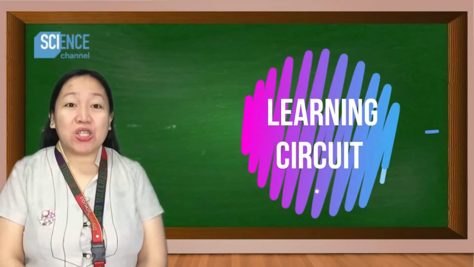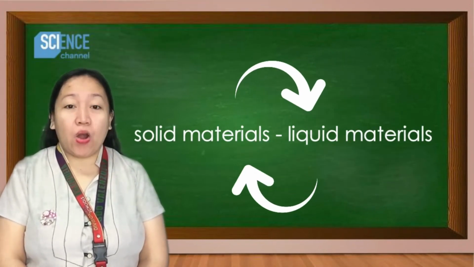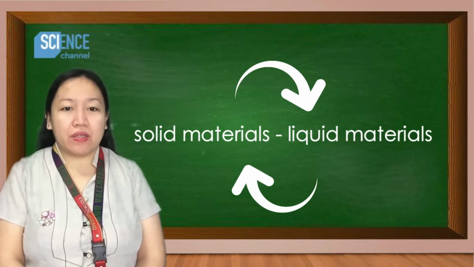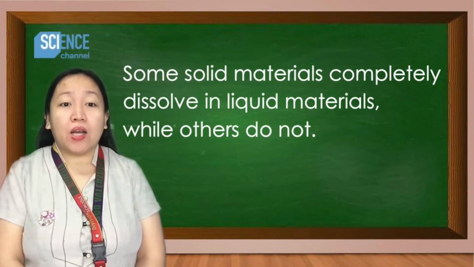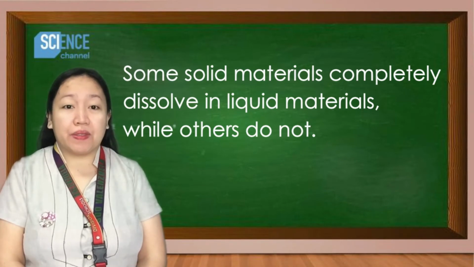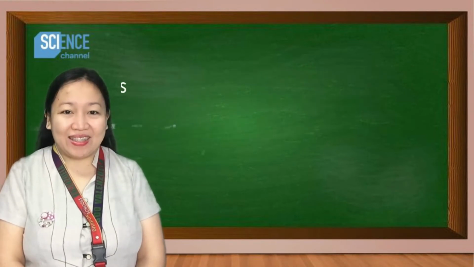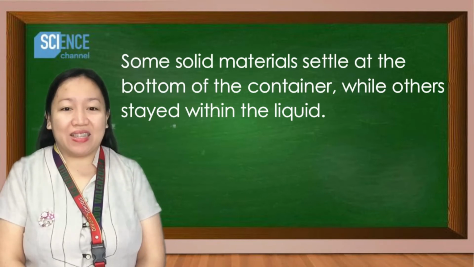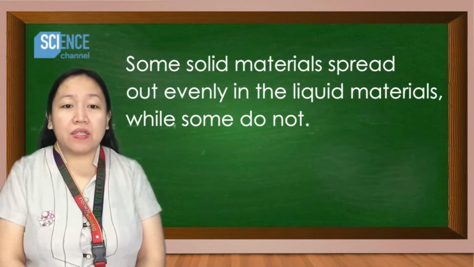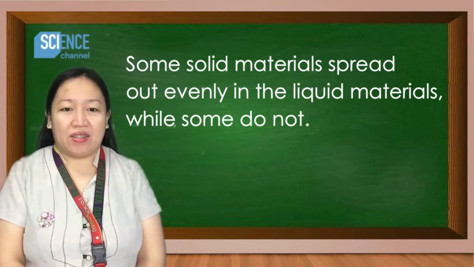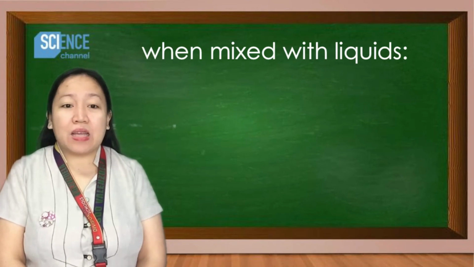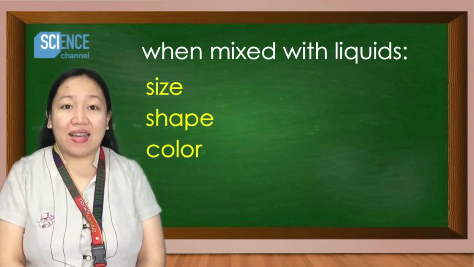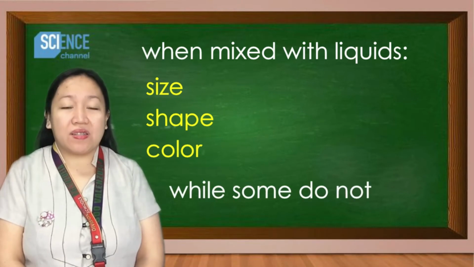Learning circuit. Solid materials can be mixed or combined with liquid materials. Some solid materials completely dissolve in liquid materials, while others do not. Some solid materials settle at the bottom of the container, while others stay within the liquid. Some solid materials spread out evenly in the liquid materials, while some do not. When mixed with liquids, some solid materials change their size, shape, and color, while some do not.